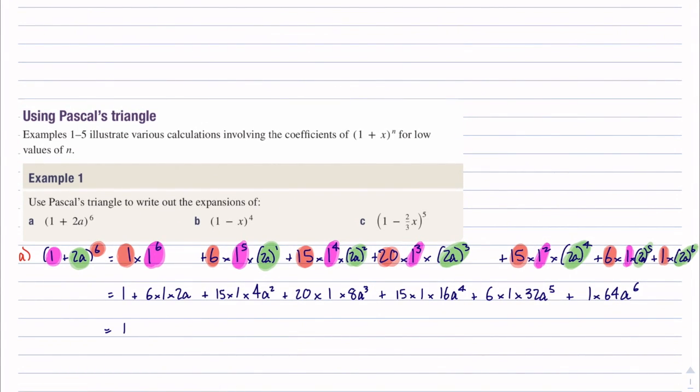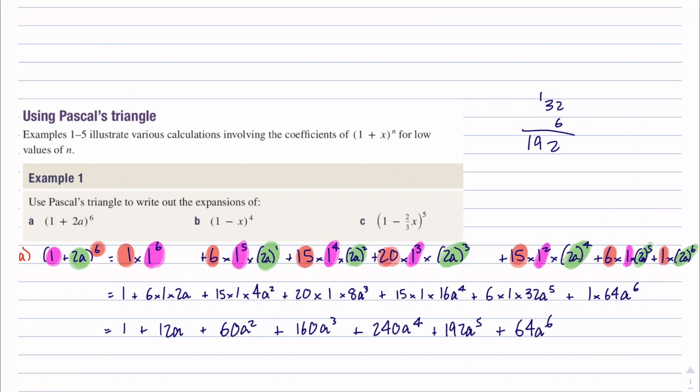Okay. So I've got 1 plus 12a plus 60a squared plus 160a cubed plus 15 times 16. Oh gosh, I really don't know this. 10 times 16 is 160. 5 times 16 is 80. 160 plus 80, 240. A to the 4 plus, that's a 4. 6 times 32, 6 times 2 is 12, carry the 1, 192 a to the 5. And then I've got 64 a to the 6. And that's where it ends.